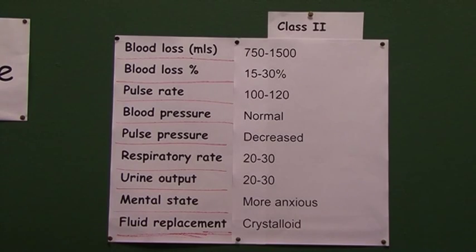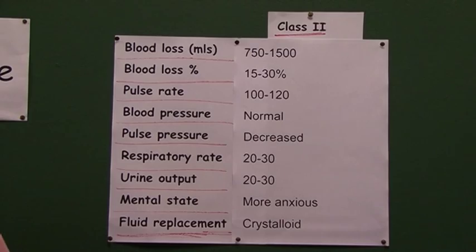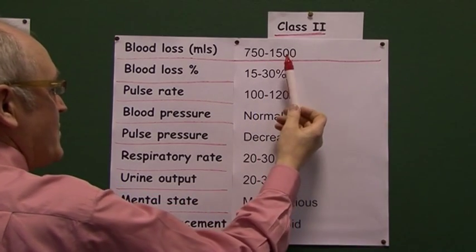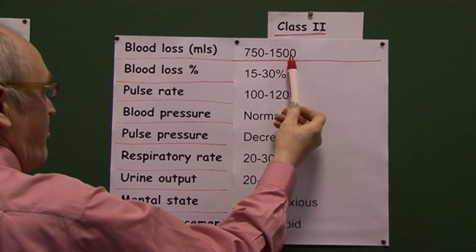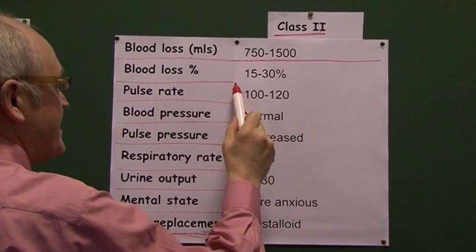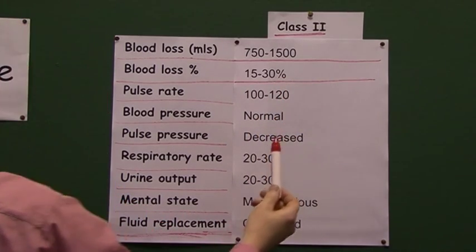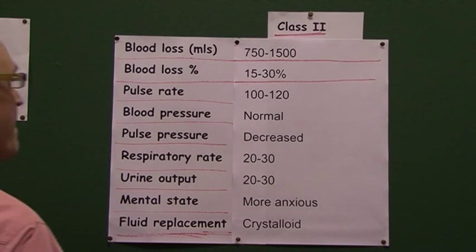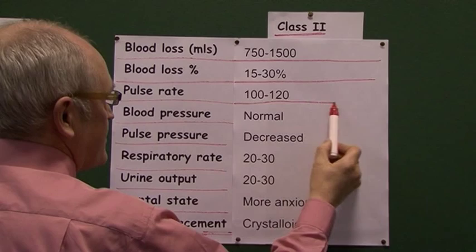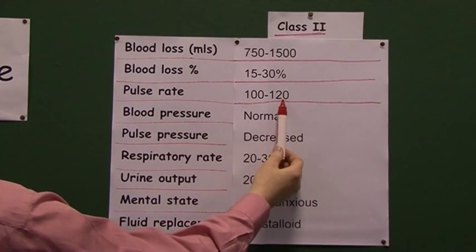So we're now thinking about class 2 hemorrhage, and this is going to develop when the patient's lost between 750 mils and 1.5 litres of blood. So it's a much more significant hemorrhage because this represents a blood loss of 15 to 30% of the total blood volume. And the pulse rate in this case, as the tachycardic response develops, we would expect to be 100 to about 120.